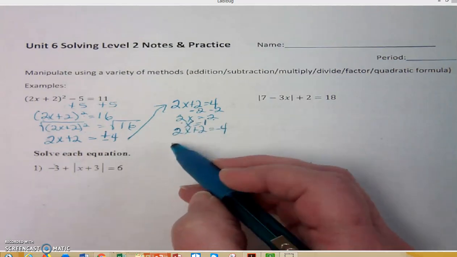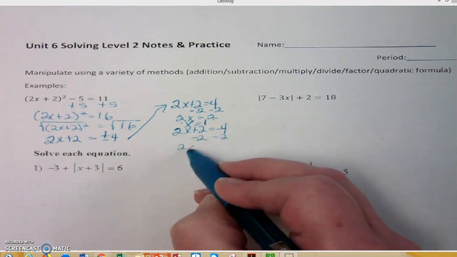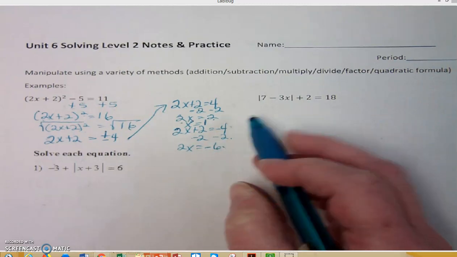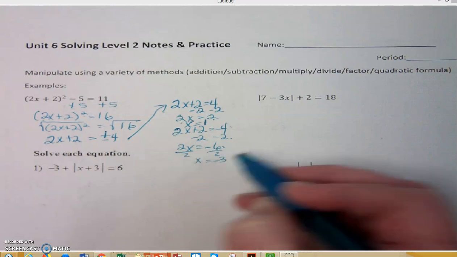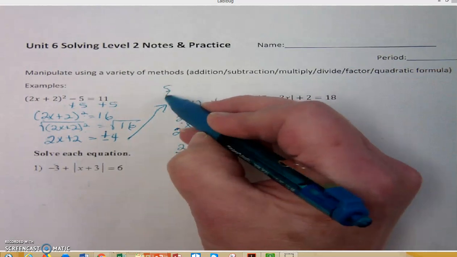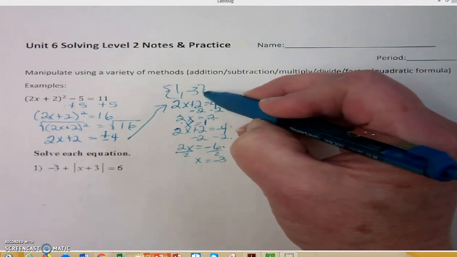For the other situation, again, I'm going to subtract 2 from both sides. I'm going to get 2x equals negative 6, because negative 4 and negative 2 is negative 6. Divide both sides by 2, and x will equal negative 3. So my solution set would be, let's just write it up here, 1 and negative 3.